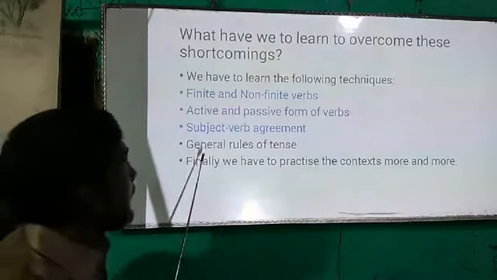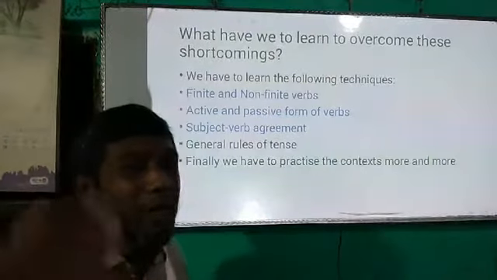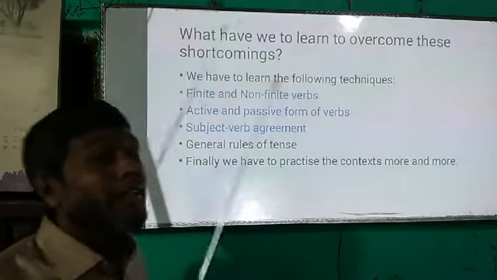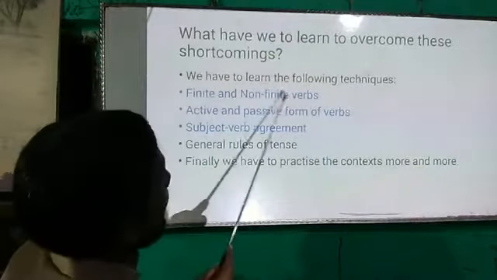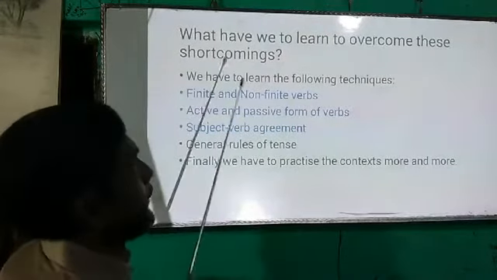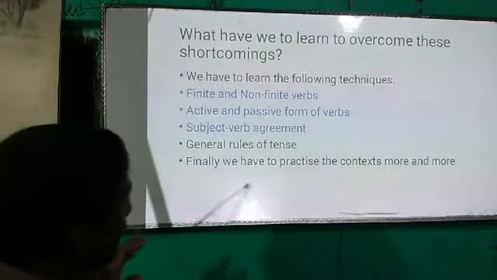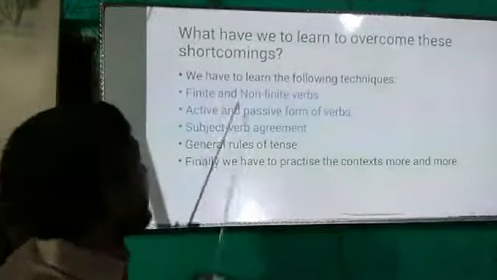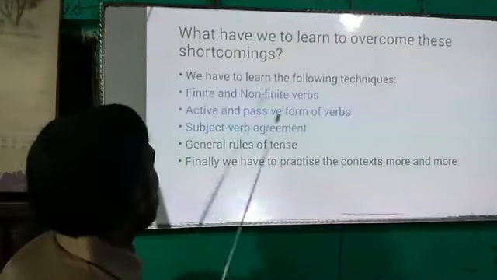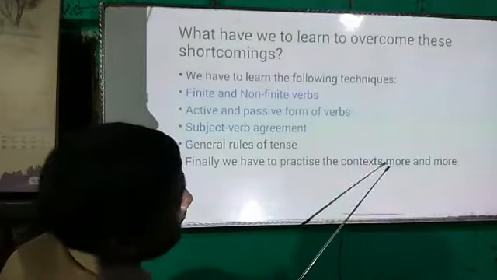Okay, dear students, now there are six points. But in my coming class, I will discuss only three techniques. Number one, finite and non-finite verbs, active and passive form of verbs, subject-verb agreement. Dear students, we have to learn the following techniques. I have written five techniques here: finite and non-finite verbs, active and passive form of verbs, subject-verb agreement, general rules of tense, and finally we have to practice the context more and more.